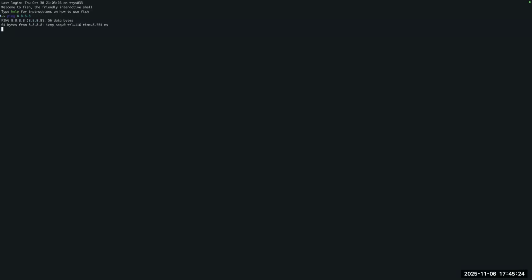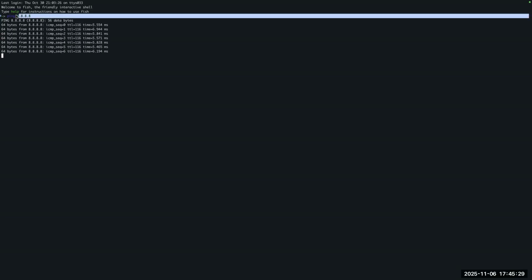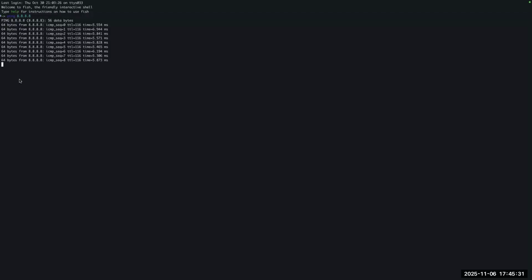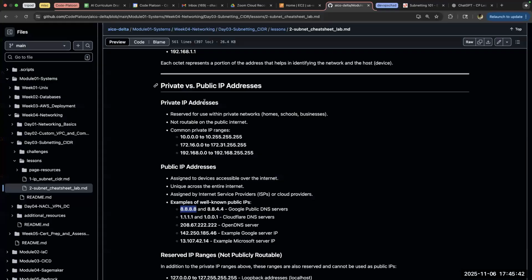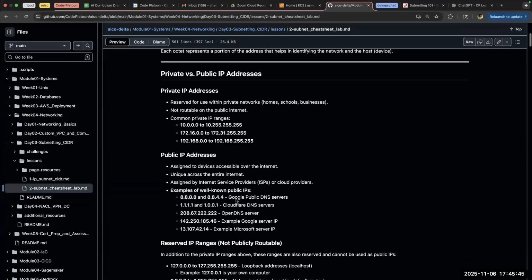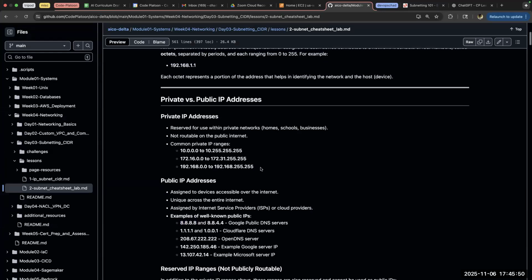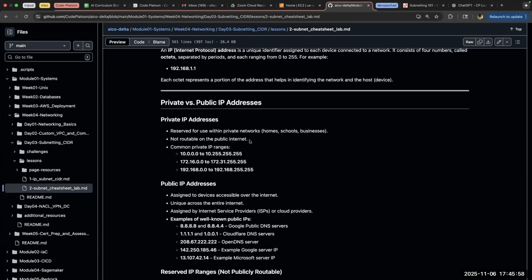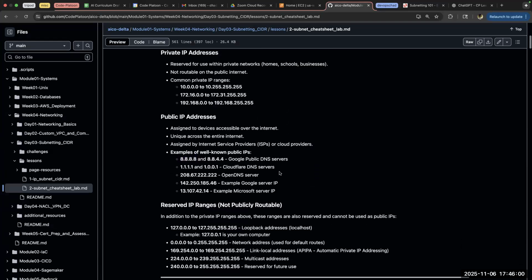If you ever want to know if the machine you're on has access to the internet, you can ping Google. I'm just pinging Google and it's responding. I do this a lot because some of our hosts don't have internet, and I'm trying to download a package, so I'll ping Google to find out that this thing doesn't have internet. That's Google there, then Cloudflare, OpenDNS. These are examples of public IP addresses. And these are examples of private IP addresses, the kind of stuff I'm working with: homes, schools, businesses, things that aren't routable to the internet. You can have a private IP address that actually routes to the internet, but anyways.